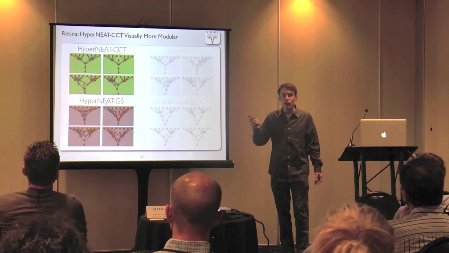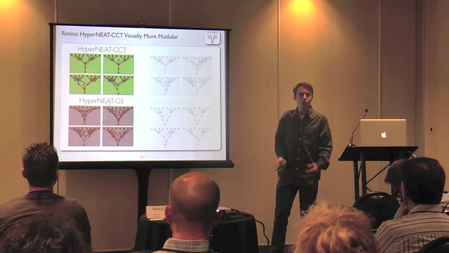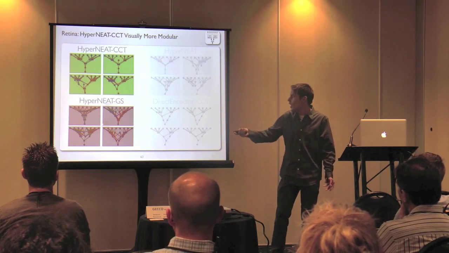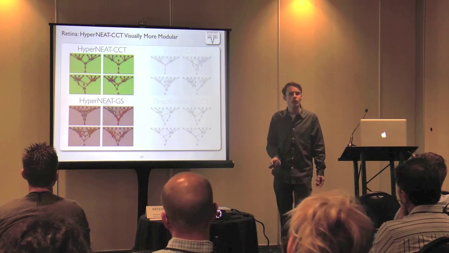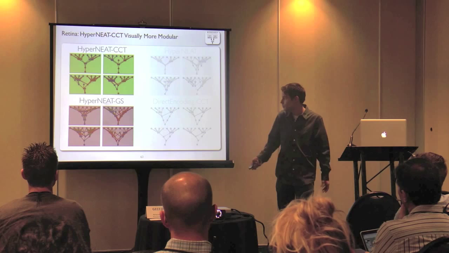Next, we have HyperNEAT with the Gaussian seed. And HyperNEAT with the Gaussian seed looks even more entangled at the end of evolution, and even manages to generate a top-bottom modularity, while the problem is left-right modular.